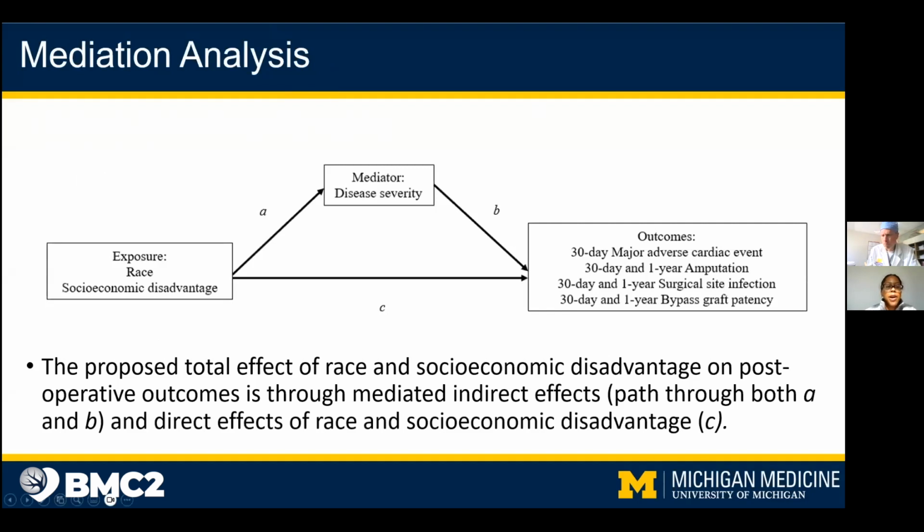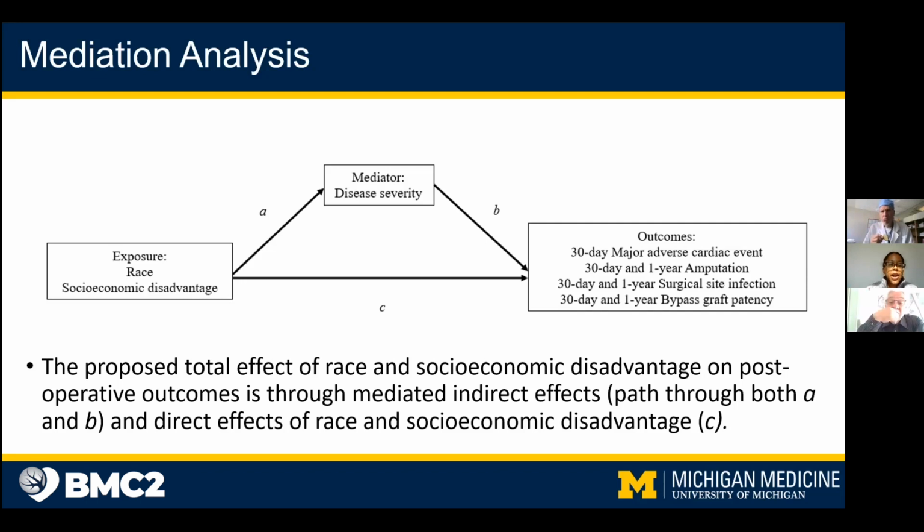So this conceptual model really highlights the potential pathway through which we're thinking about these disparities. And so the proposed total effect of race and socioeconomic disadvantage on postoperative outcomes is through mediated indirect effects, so path through A and B. And then the direct effect of race and socioeconomic disadvantage is pathway C.